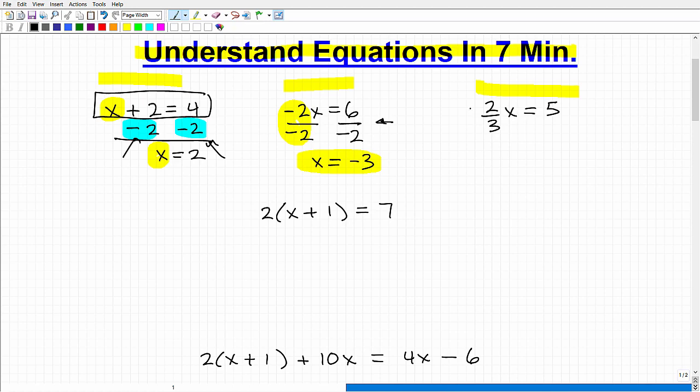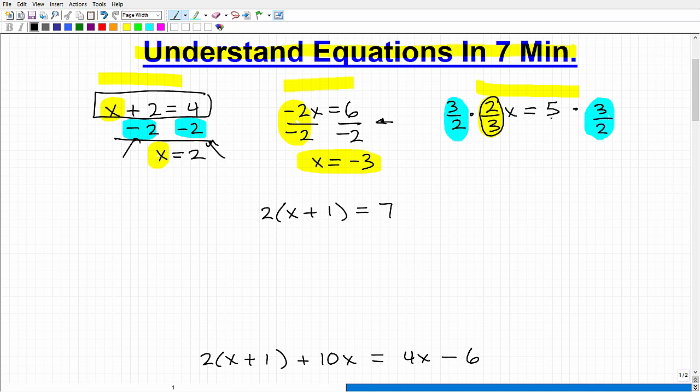Now in this equation right here, the best way to solve an equation when there's a fraction in front of the variable like so is just to flip that fraction. We call that the reciprocal. So that's going to be 3 over 2. And we're going to multiply both sides of the equation by the reciprocal. So whatever this number is here, flip it upside down, i.e. the reciprocal, and then you want to multiply both sides of the equation by the reciprocal.